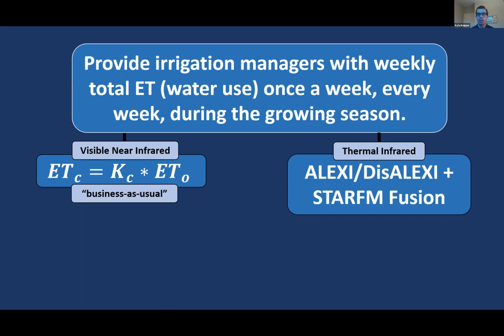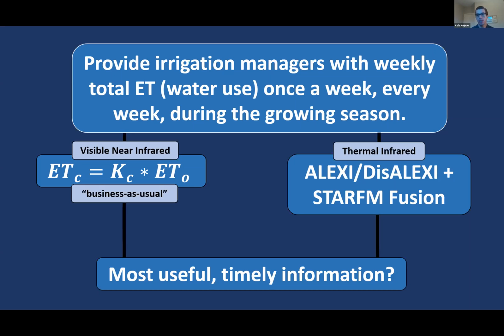So this business as usual approach is based on the product of a crop coefficient, which you can see there, which is derived in our case from NDVI or visible near infrared data, and reference ET, which we gather from local meteorological stations. Running both of these approaches in parallel in real time will allow us to determine, at least in this specific case, which produces the most useful and timely information. And as an additional check, we also want to compare the operationally run model with the retroactively run model, because the retroactively run model is our current standard, and it's important to understand the differences between those two.